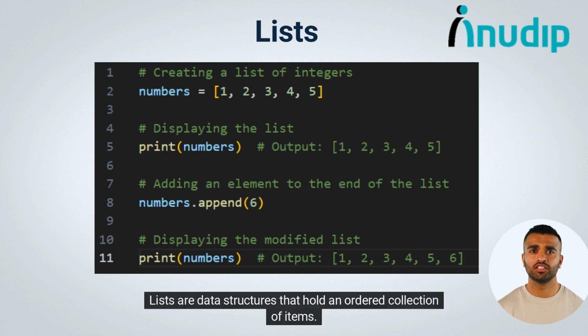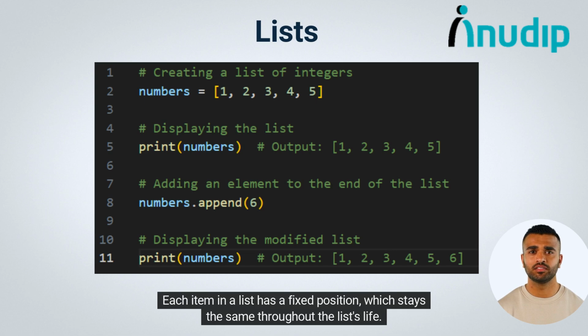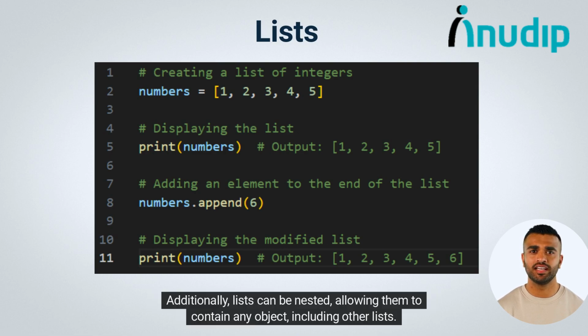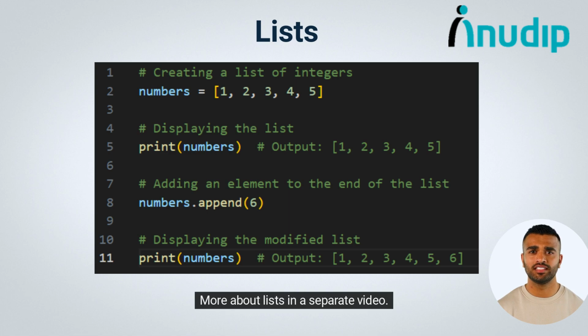Lists are data structures that hold an ordered collection of items. Each item in a list has a fixed position, which stays the same throughout the list's life. Lists are mutable, meaning elements can be searched, added, moved, and deleted after creation. Additionally, lists can be nested, allowing them to contain any object, including other lists. More about lists in a separate video.